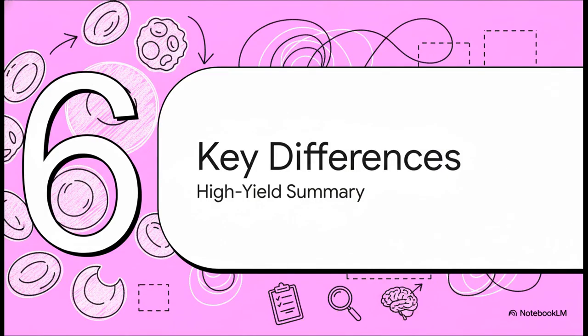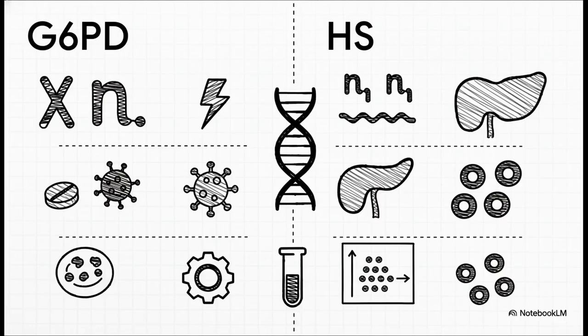Okay, we've walked through the whole diagnostic journey. Now let's pull it all together into one final, super high-yield summary. Seriously, if you're studying for boards or just want a quick refresher on the ward, this is the slide to screenshot. Let's lock this in, okay? First, inheritance. X-linked G6PD versus autosomal dominant HS. Next, the clinical picture. Think acute, triggered hemolysis in G6PD versus that chronic hemolysis in HS. On physical exam, splenomegaly is a big clue for HS, but not G6PD.